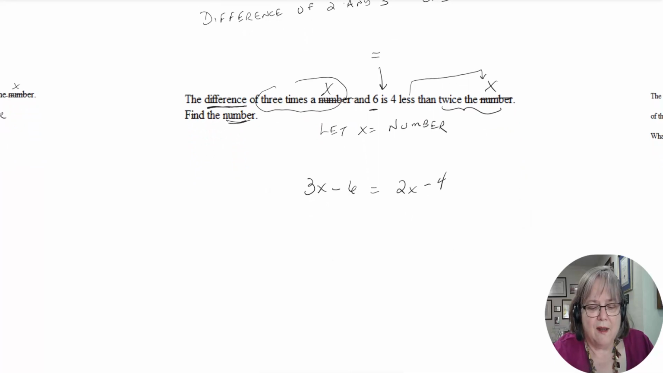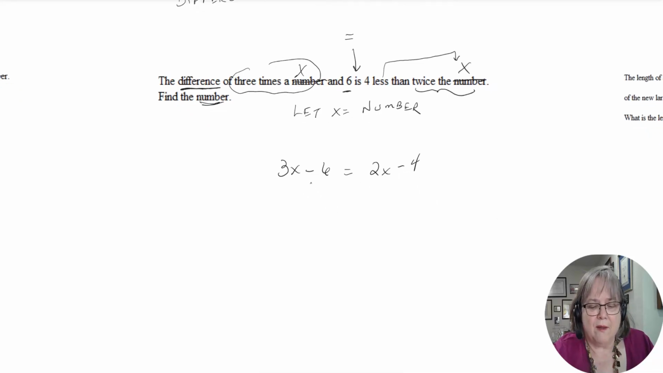So read it again and look at what we wrote. The difference of, here's my difference, the difference of 3 times a number, 3x, and 6, yeah, 3x minus 6, is, that's my equals, 4 less, here's my 4 less, than twice a number, than twice x. I think that looks pretty good, all right?